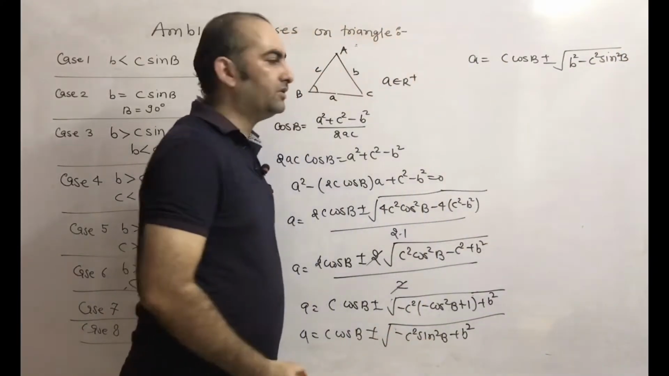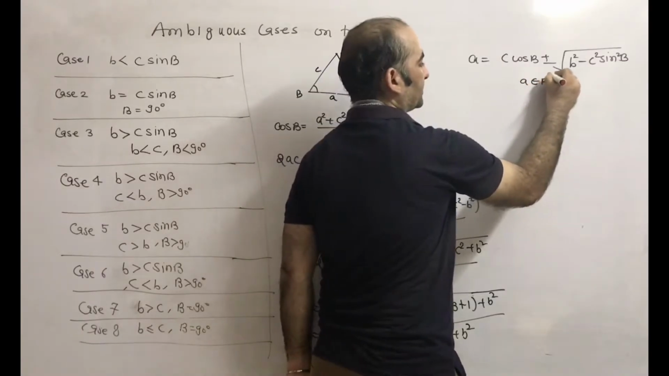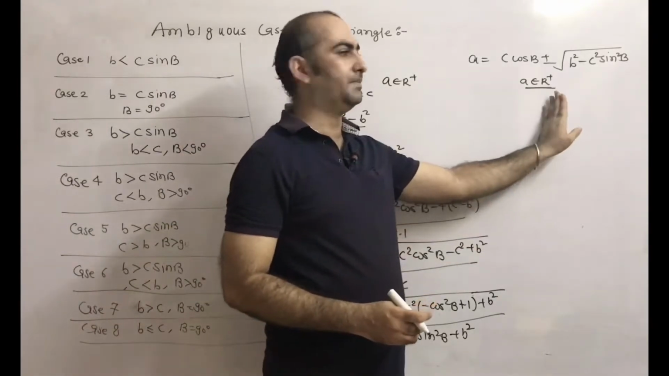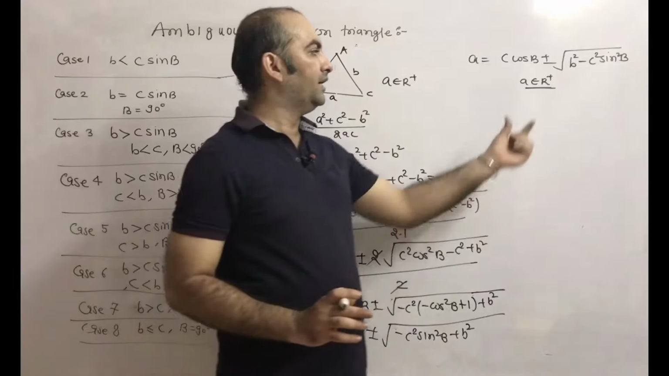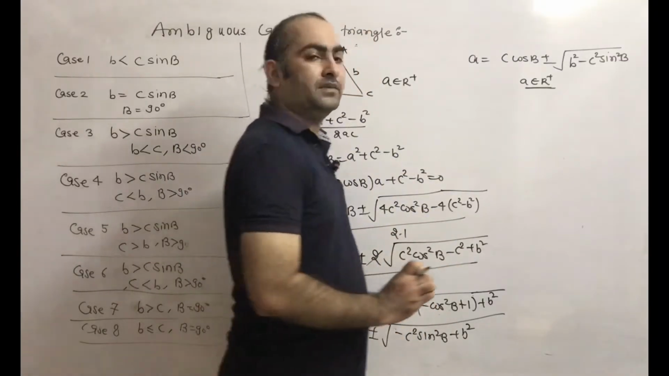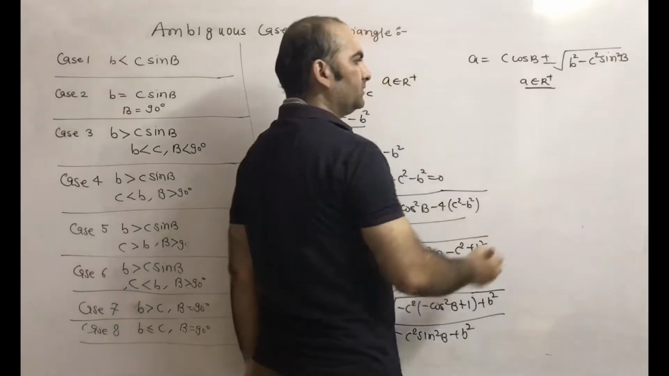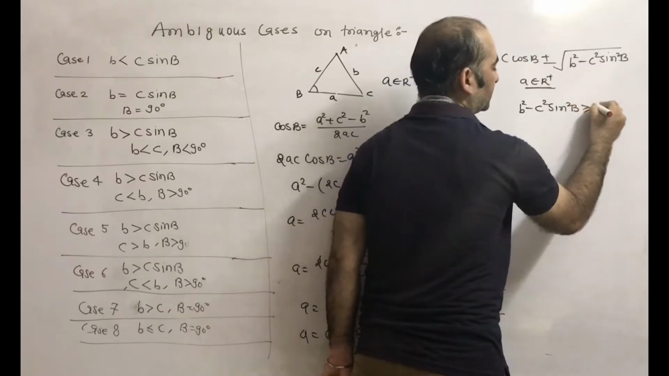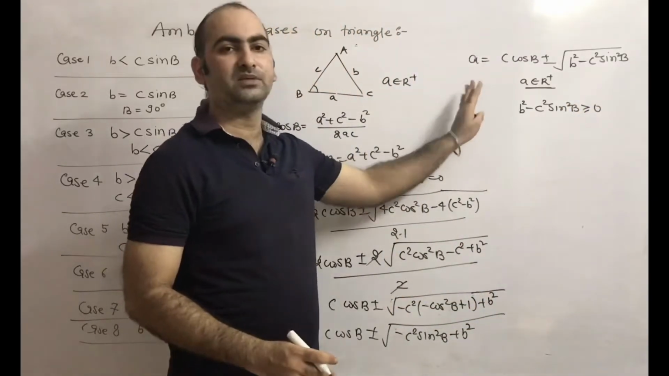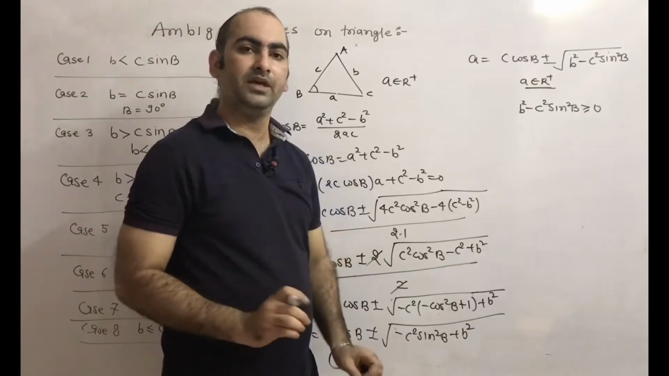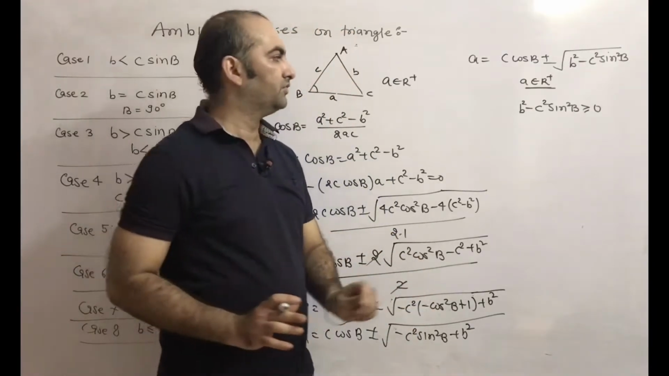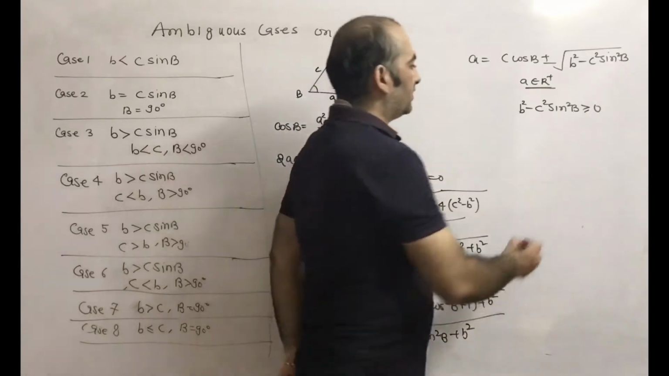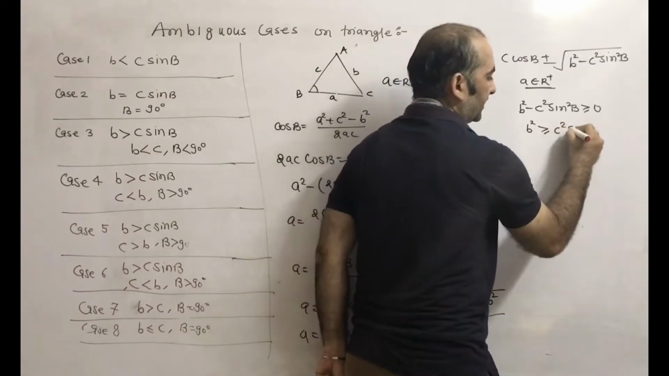We know that a belongs to R plus. So if a triangle is possible, a should belong to R plus, and we are finding the condition for that. First thing we have to check: b square minus c square sin square B is greater than or equal to 0. Then only a is possible, otherwise a is imaginary, and if a is imaginary, a triangle is not possible. So for a triangle, b square should be greater than or equal to c square sin square B.